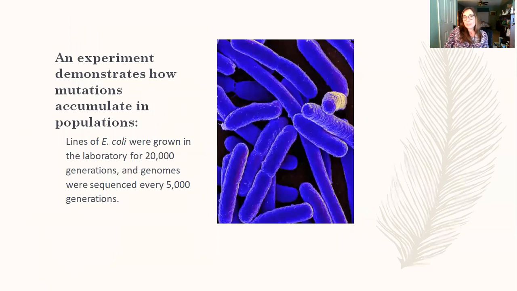Okay, so there's a couple of different lines of evidence that scientists point to to show how mutations can happen and then accumulate in populations. One experiment that was done is that the scientists took some different lines of the E. coli bacterium, and they grew them in the laboratory for 20,000 generations, which sounds like a lot, except that remember they can double their population every 20 minutes, so it didn't take as long as you would think.